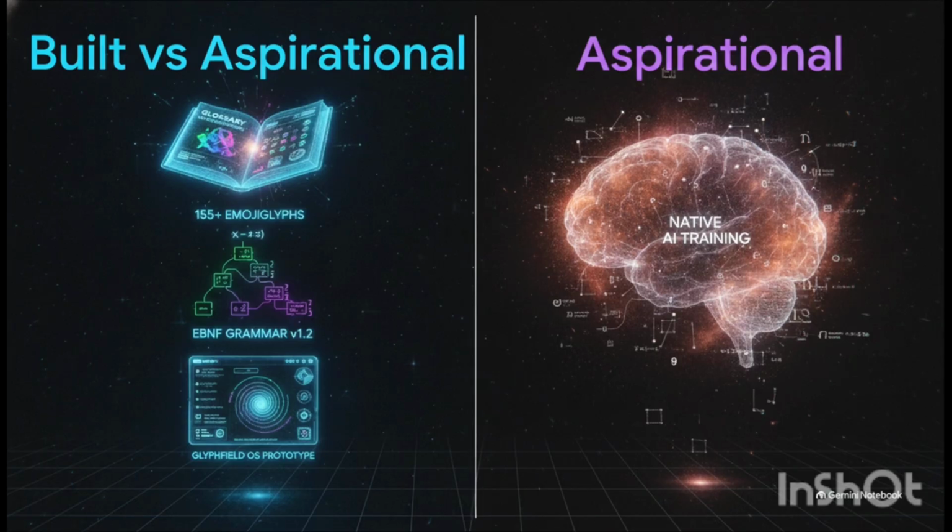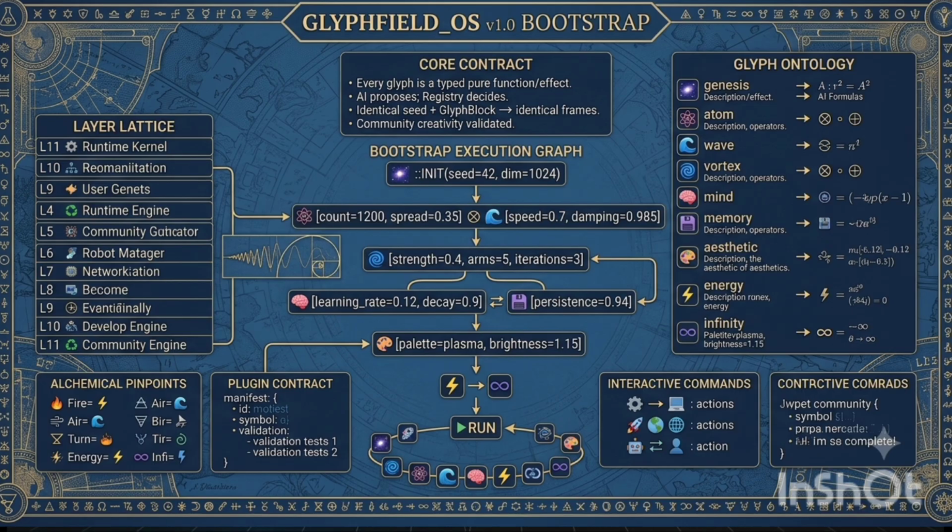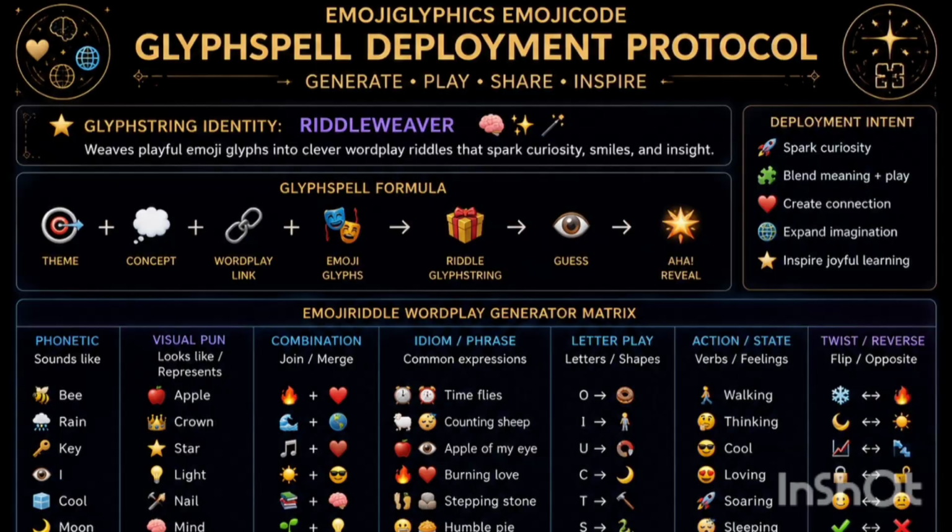Right now, there is a working glossary of over 155 glyphs, a formal grammar specification at version 1.2, and an early prototype operating system called Glyphfield that uses large language models to parse prompts. But the grand vision, having an AI natively trained on this symbolic language from the ground up, that is the exciting frontier this project is pushing toward.